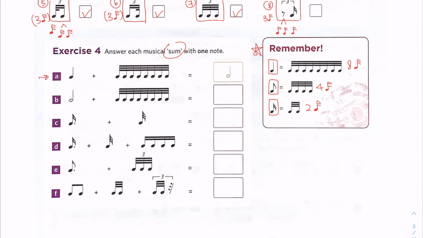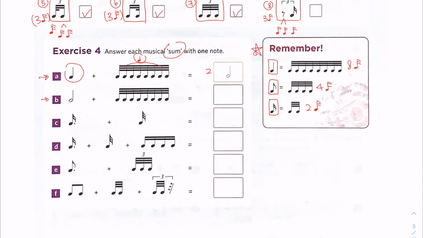And a semiquaver is the same as 2 demisemiquavers. Question A is done as an example. Here we have a crotchet plus 8 demisemiquavers, which is also a crotchet. So 1 plus 1 equals 2, which we can represent with a minim.